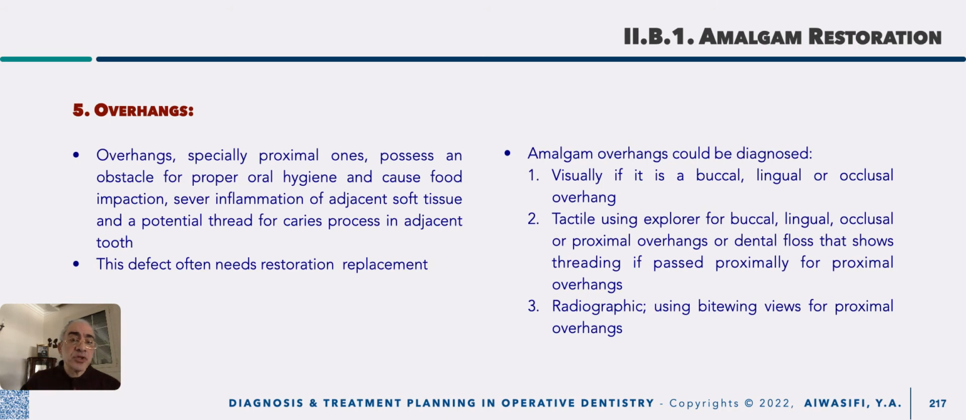A great percentage of recurrent cases of occlusomesial or occlusodistal, in general occlusoproximal amalgam restorations, also the same for composite, but it is much more frequent with amalgam restorations, is the proximal overhangs. Those proximal overhangs are considered a major defect that should make you replace your amalgam.